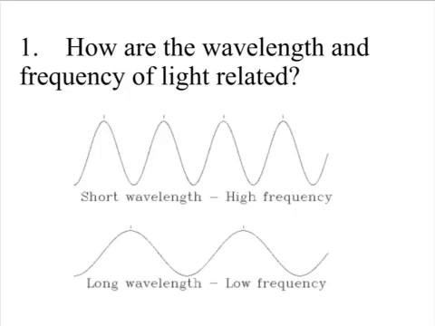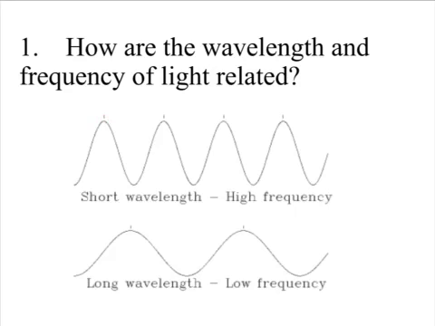As you can see by the following diagram, wavelength and frequency are inversely related. Wavelength is just simply what it sounds like, the length of the wave, the distance between a crest and a crest, or a trough and a trough. So the length of the wave, you'll notice that the shorter the wavelength, the greater the frequency.